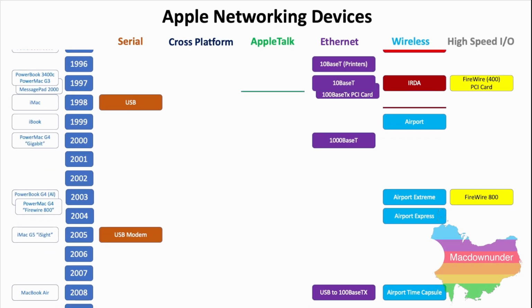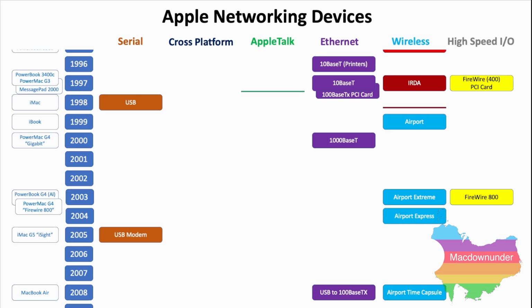Fast forward to 2008, and with the launch of the MacBook Air being an extremely thin device, we see that Apple needed to launch a USB to 100 Base-TX Ethernet dongle. Again, for the same reason, they no longer included Ethernet in the MacBook Air because of its size, and so if you needed it, you needed to use a USB device to achieve that.